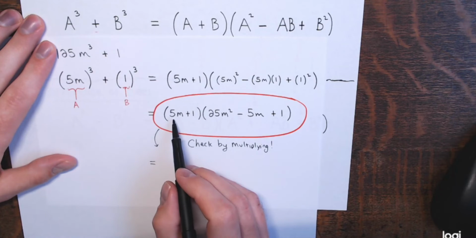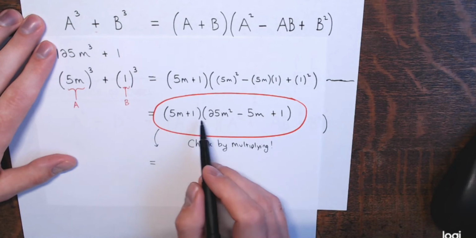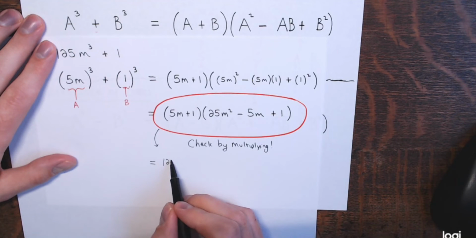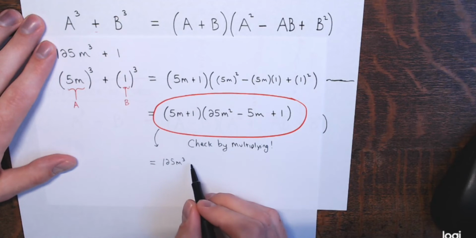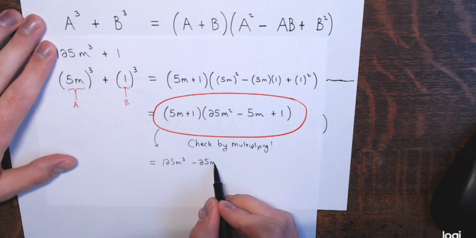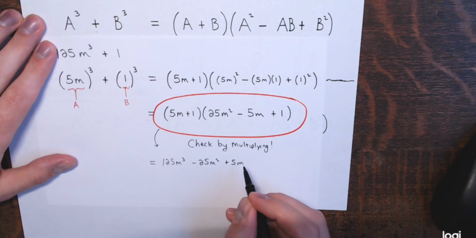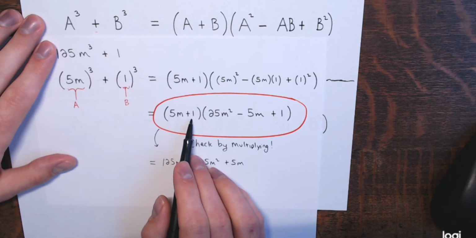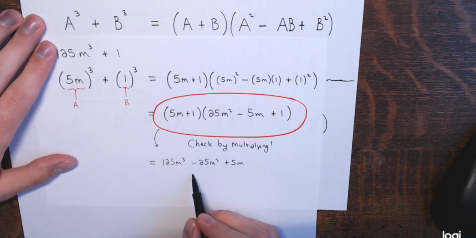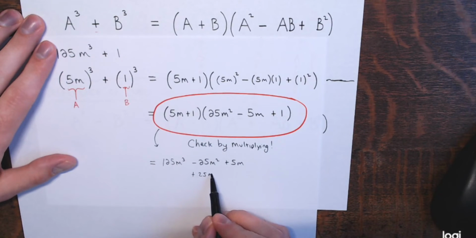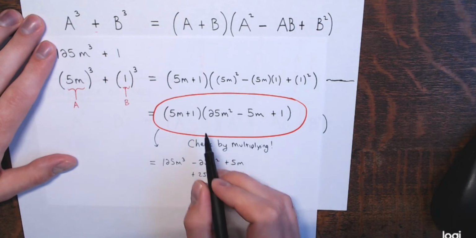So first I'll distribute the 5m. 5m times 25m squared, that's 125m cubed. 5m times negative 5m would be minus 25m squared. 5m times 1 is positive 5m. Now I'm done with the 5m. Move over to the 1. Distribute the 1 to these three terms. 1 times 25m squared is plus 25m squared. 1 times negative 5m is negative 5m. 1 times 1 is 1.